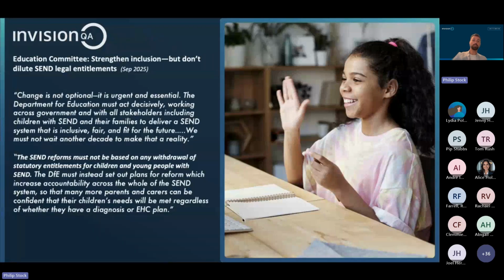The Education Committee, I won't read it, I'll let you read the slide itself, but one of the things that has been muted is whether there is going to be a reduction in EHCPs. Will they cease, etc.? The Education Committee was very clear in its recommendations about strengthening inclusion, but not diluting SEND legal entitlements for families, children and young people. We all will await the reforms, but we're starting to see different messages and different pieces come out as we get closer and closer.